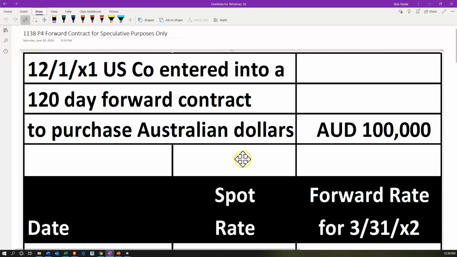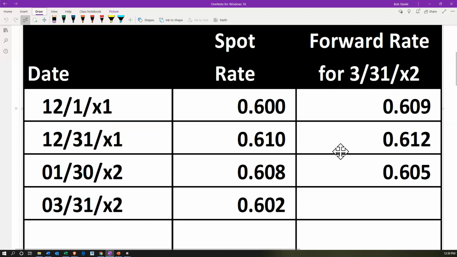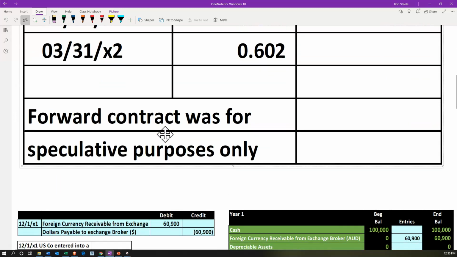First component to this practice problem will look similar to prior practice problems if you've been following along, because we will have similar components to it, focusing in on those areas that will differ. So we have 12-1x1. U.S. companies entered into a 120-day forward contract to purchase Australian dollars, 100,000 Australian dollars represented by the AUD. So then we have the spot rate and the forward rates for the applicable dates. We will be back to this when necessary.